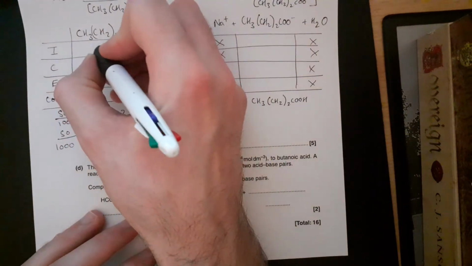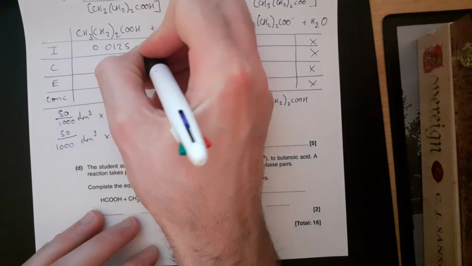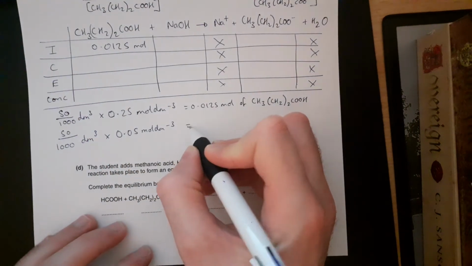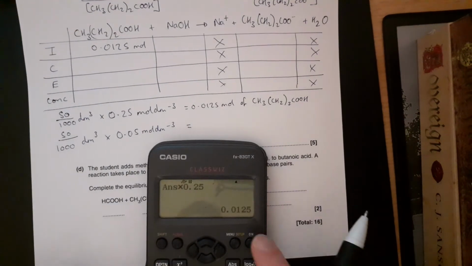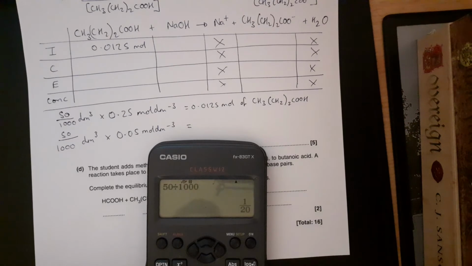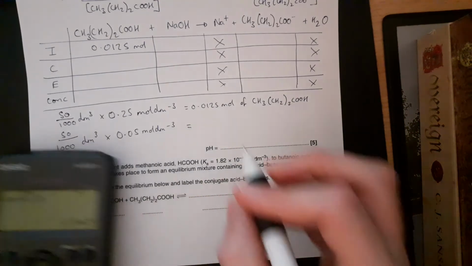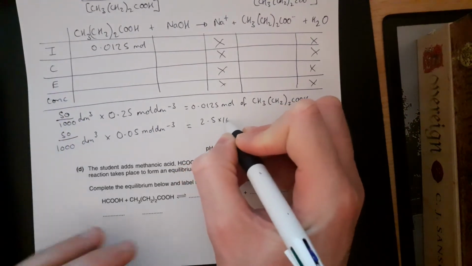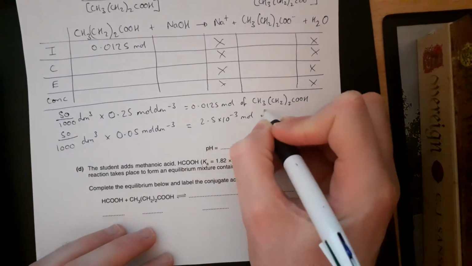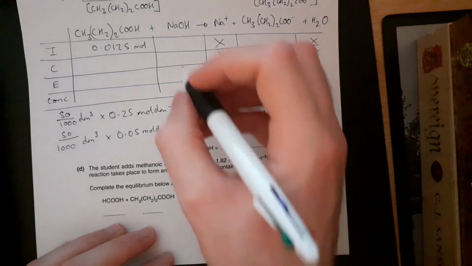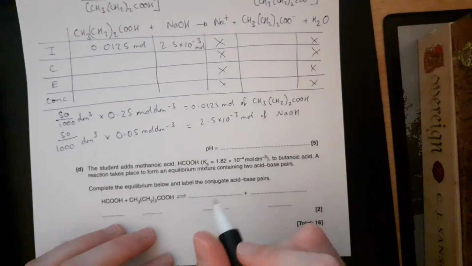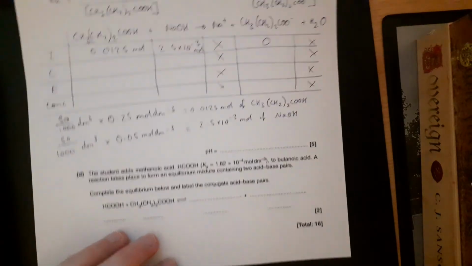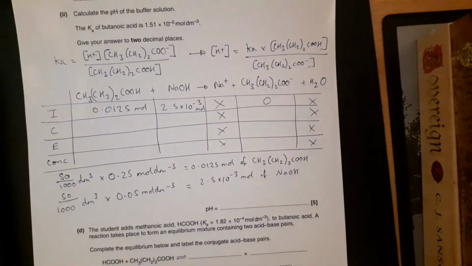So that goes in here. And then this one is going to be the moles of the sodium hydroxide. 50 divided by 1,000 times 0.05 is 2.5 times 10 to the minus 3. So that is here. And we wouldn't have had any butanoate ions to start off with because we just mixed these two together.